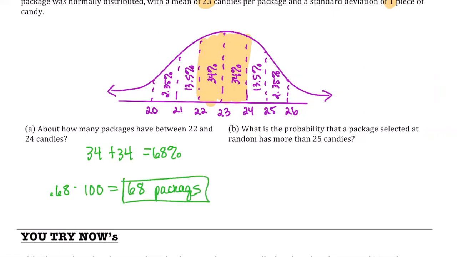All right. The last one says, what is the probability that a package selected at random has more than 25? Well, more than 25 would be this section of the graph here, which would be 2.35% and beyond. Like I said, that last section is kind of negligible. So we would just say about 2.35% of all the packages. So if we take our 0.0235, multiplied by the number of packages, that leaves us with about 24 packages.